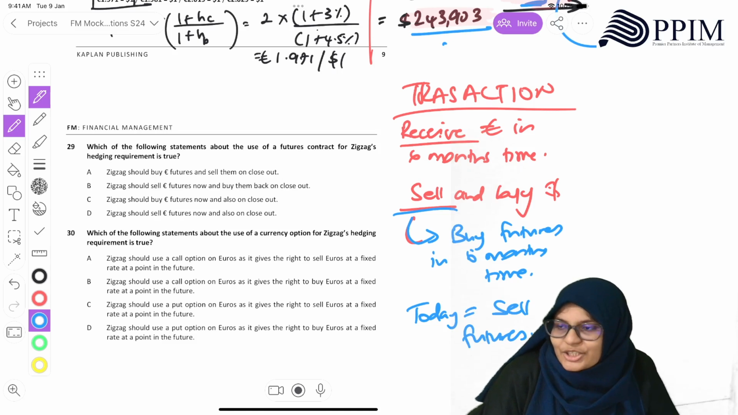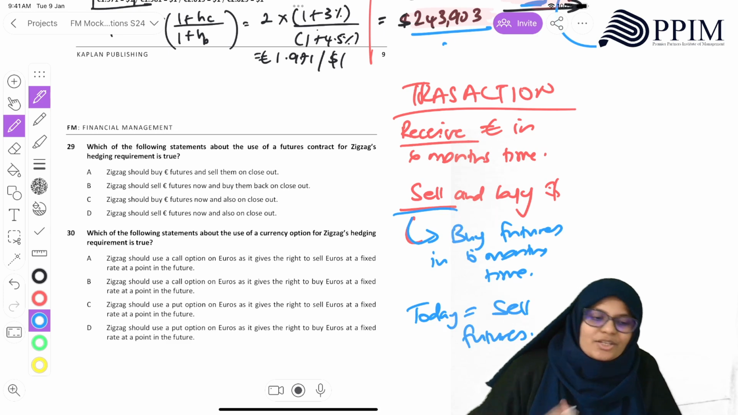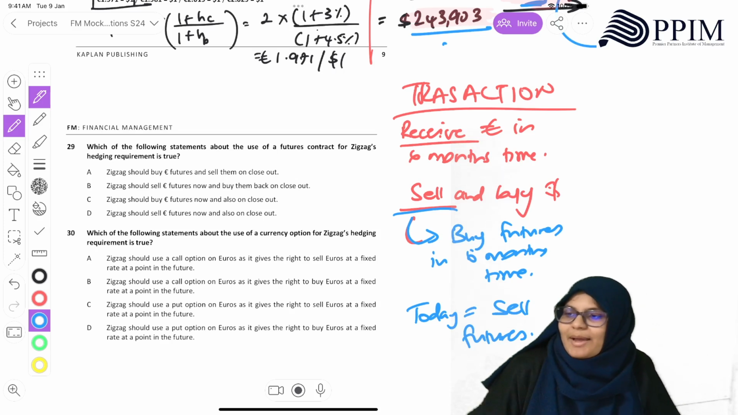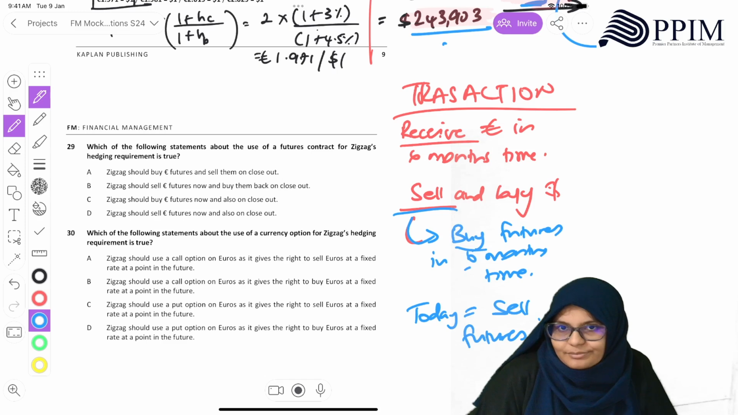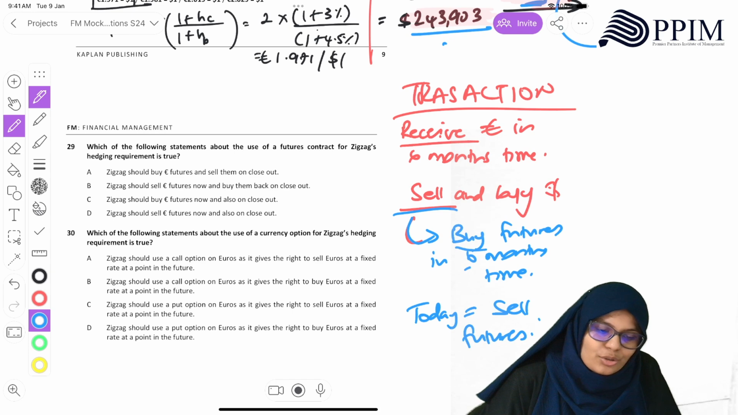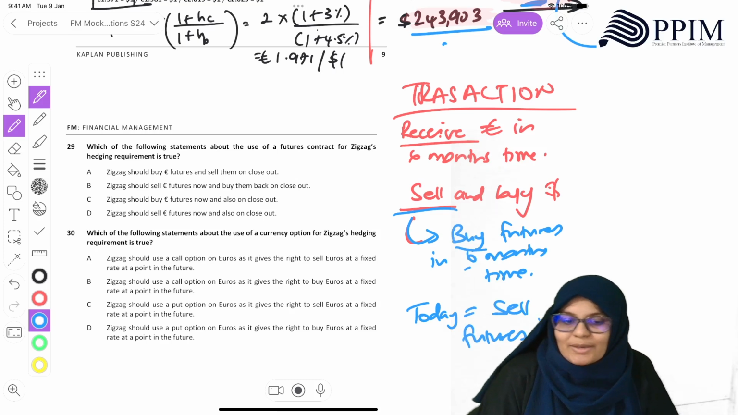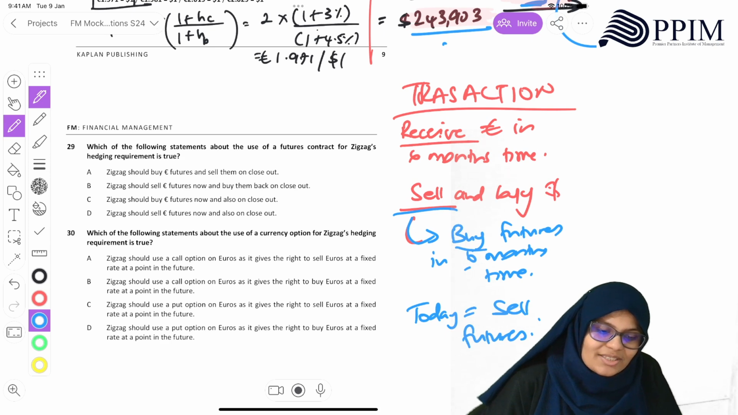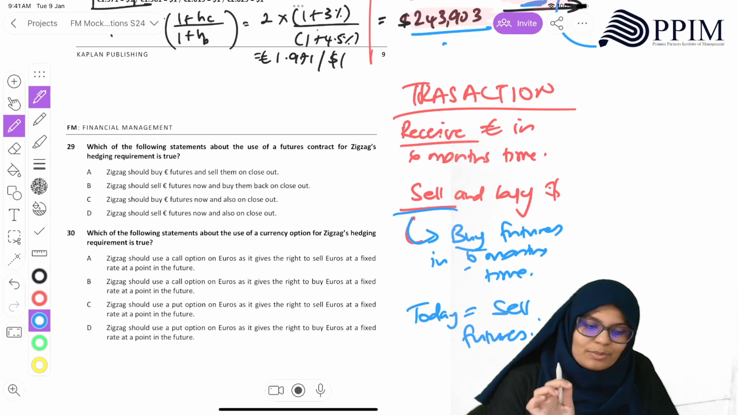Okay, so I would have actually told you something how to remember it, but the logic behind it is this. In this case it's a receipt, so you will go ahead and sell futures and buy it back at closeout. So you can see you are buying futures in 6 months, selling it today. Okay, so let's see which one is talking about that. A is saying you should buy euro futures and sell them at closeout. That's wrong. Closeout means in 6 months' time. We have to buy in 6 months. They're telling us to sell. That's wrong. Zigzag should sell euro futures now and buy them back at closeout. That seems to be correct.